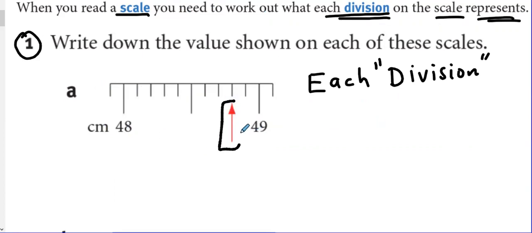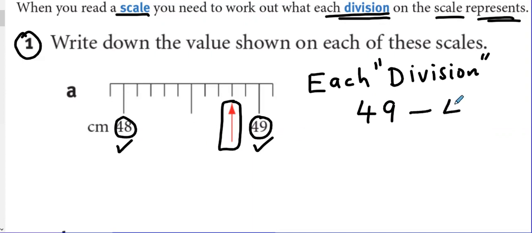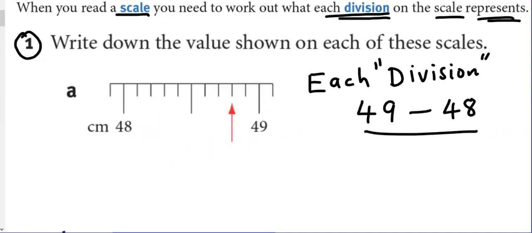Look, this arrow is between 48 and 49. So you do 49, which is this number here, minus the smaller number, which is 48. The answer you get, you divide by how many divisions there are between 48 and 49. How many lines are there between 48 and 49? So you count from 48. Since you are starting from this number, you count it as 0. And then the next lines will be counted as 1, 2, 3, 4, 5, 6, 7, 8, 9, 10. It means that from 48 to 49, there are 10 divisions. There are 10 lines. So 49 minus 48, then divide by 10.